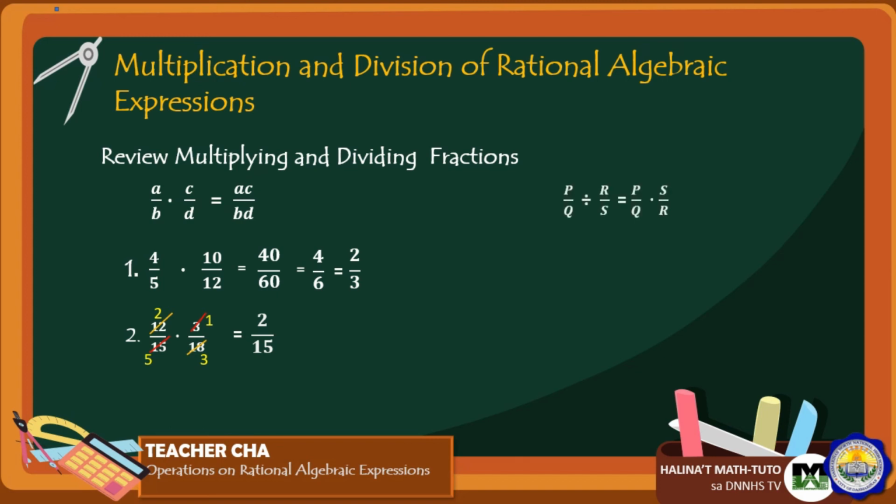For division, we have P over Q divided by R over S is equal to P over Q times S over R. We simply change the division sign into multiplication and then get the reciprocal of the divisor.